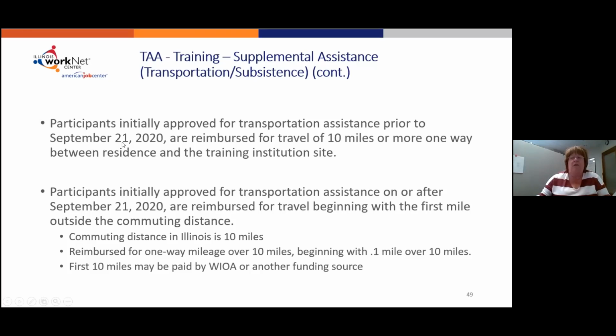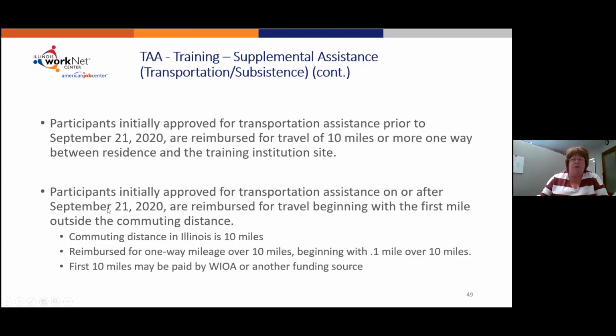That is the case even if there was a break during the pandemic, when classes switched to online and now they're traveling to the training institution again. If they were initially approved for the transportation prior to September 21st, 2020, they go back and they are still reimbursed at that same rate.